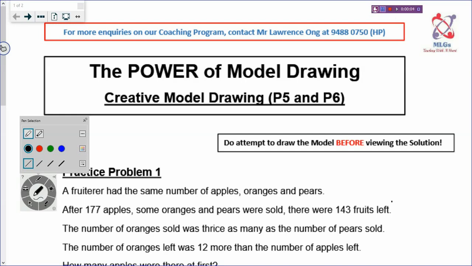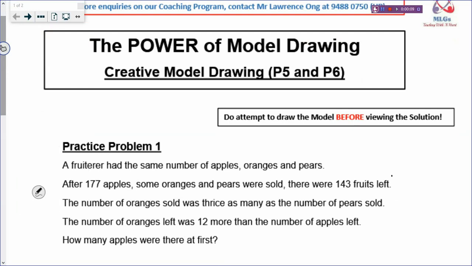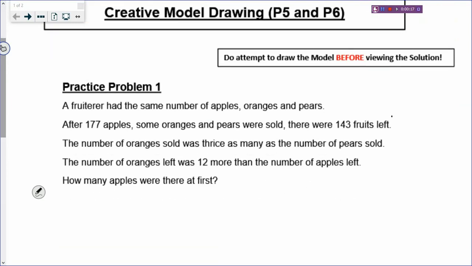Now we are going to continue with our upper drawing lessons. The questions are getting a little challenging. So it is usually your 4-mark question, or sometimes it's 5 marks. So let's look at practice problem 1, and let's break down the problem slowly and try to draw out the sentence one by one. Don't rush into the solving yet.